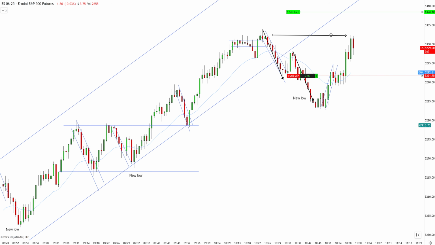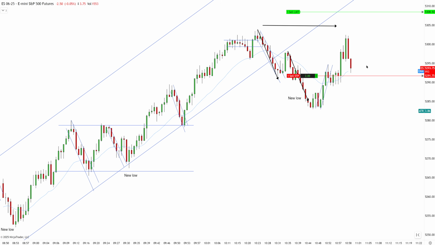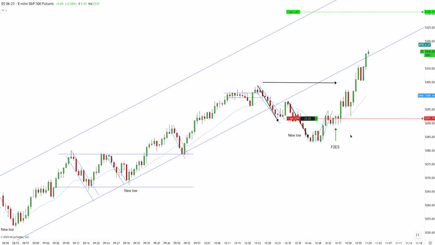Alright traders, we got the scalp, so I'm going to place my stop loss to break even. Oh, we have a spike in volatility, so I'm placing my stop loss to break even to protect my trade. Alright traders, this was a perfect example of following the rules and following the main bias.